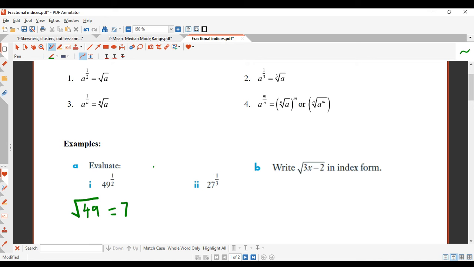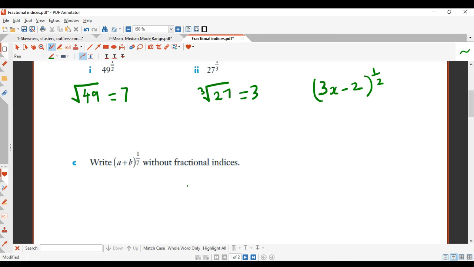Here this is power of a third, so I'm looking at this index law here. So I could think of this as the cube root of 27. Okay, cube root 27 is 3. Now writing this in index form, it's going to be 3x minus 2 all to the power of a half. Okay, so that's using the index laws above.